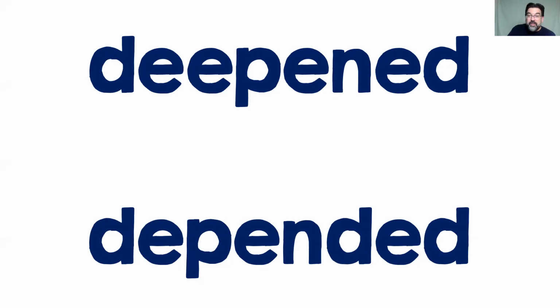They're very similar. They almost look like the same word. The top word is deepened. The bottom word is depended. You read them both great. Keep watching. This is a quick spelling lesson.